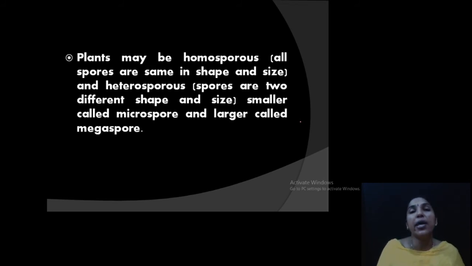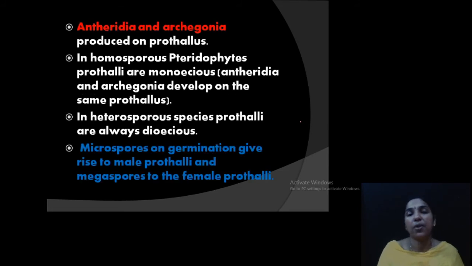Spores may be of two types, microspores and megaspores. If they are microspore and megaspore, with a size difference, it is heterosporous. If both are the same, only one type, that is homosporous. Okay. Now, Antheridia and Archegonia.